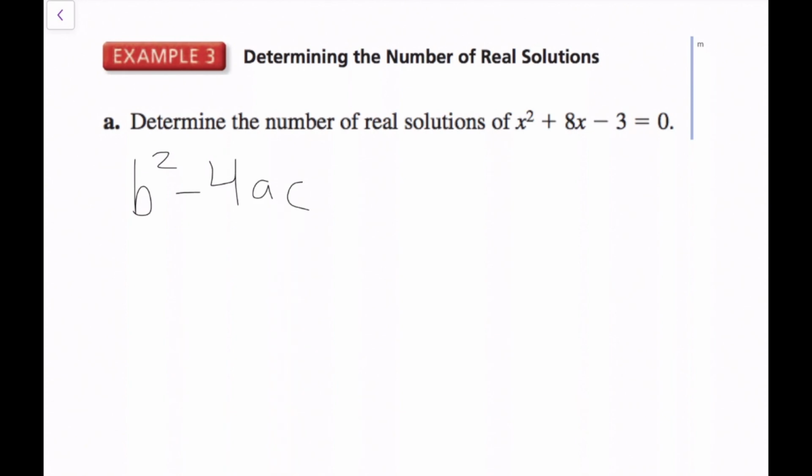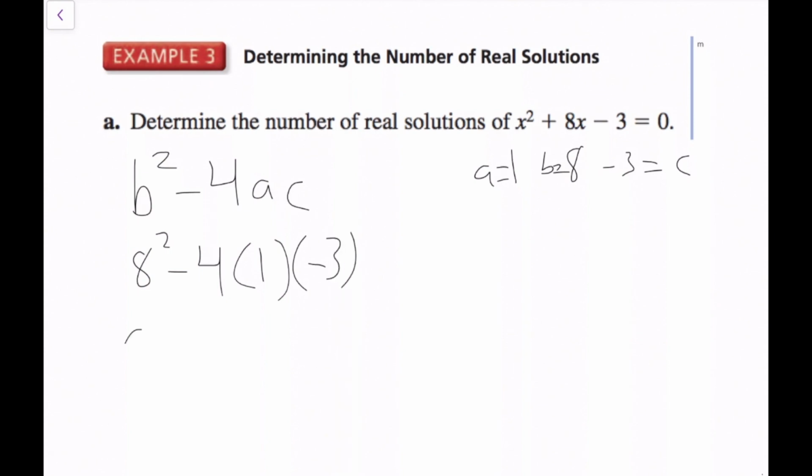In this case, a is 1, b is 8, and c is negative 3. So this is a equals, b equals, and c equals. So I'll just plug these values in, and then I'll analyze it from there. So I get 8 squared minus 4 times 1 times negative 3.